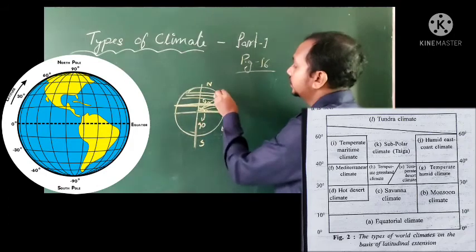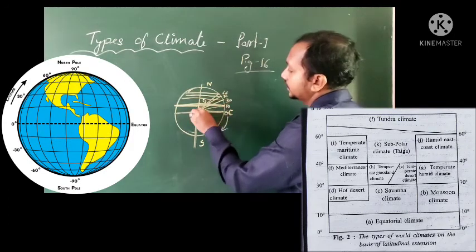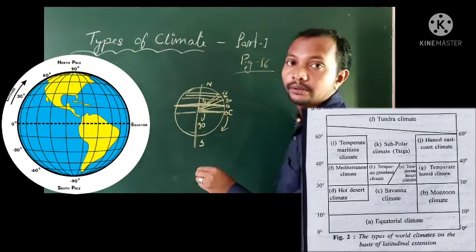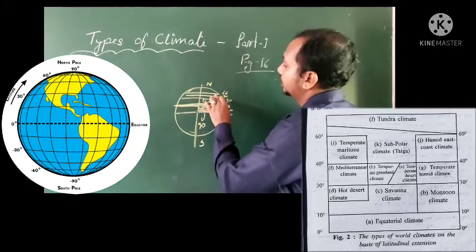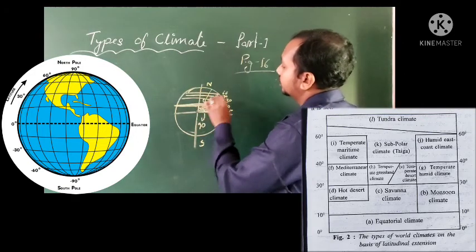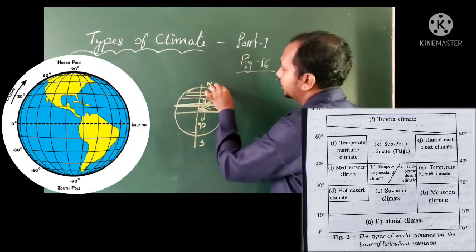Next it shows 60 degree. Then the final one we have is 90 degree. So maybe this line should have come some more this side. There is some problem in drawing.